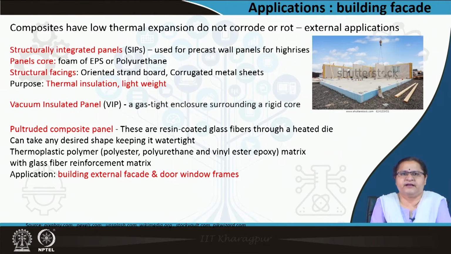We have pultruded composite panel. This is also similar, where you are using resin coated glass fibers through a heat die. So, glass wool can be passed through resin. Resin is the matrix and glass fiber is the reinforcement, and you can give any desired shape. You can get pipes, you can get walls, you can make facades, you can make door and window frames with glass fiber reinforcement within the resin.